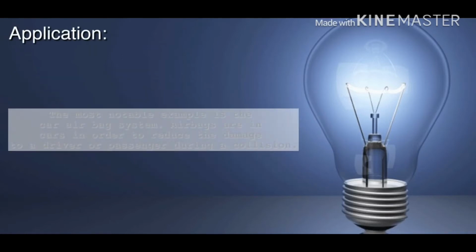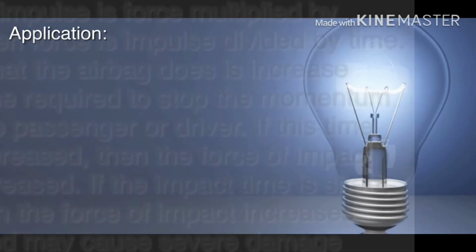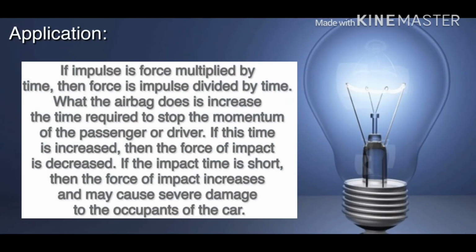Applications. The most notable example is the car airbag system. Airbags are in the car in order to reduce the damage to a driver or passenger during a collision. If impulse is force multiplied by time, then force is impulse divided by time. What the airbag does is increase the time required to stop the momentum of the passenger or driver.